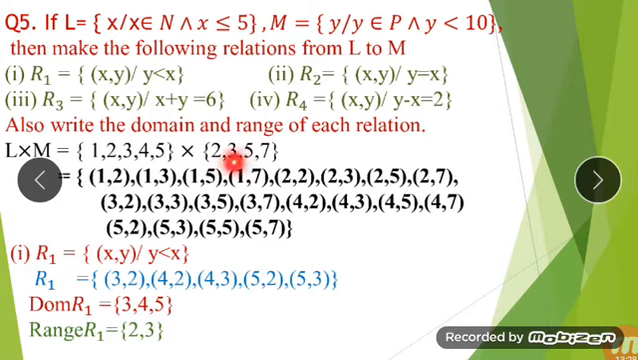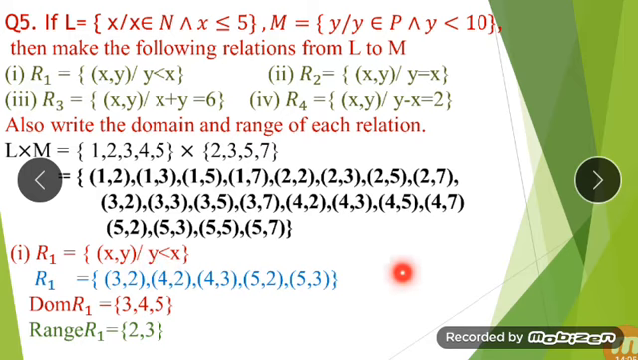So from the set of the Cartesian product, you are going to find such relations between the elements where x is greater than y. Here the first element is x and the second element is y. So the first element is greater: 3 is greater than 2, 4 is greater than 2, 4 is greater than 3, 5 is greater than 2, and 5 is greater than 3. So the first element in every ordered pair is greater than y.